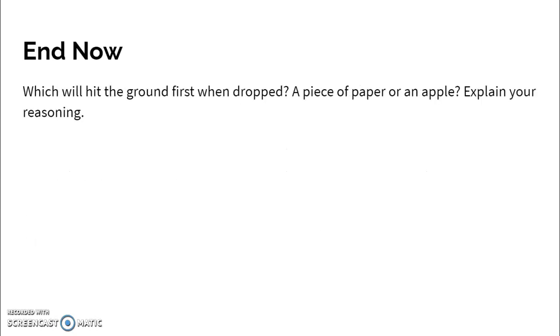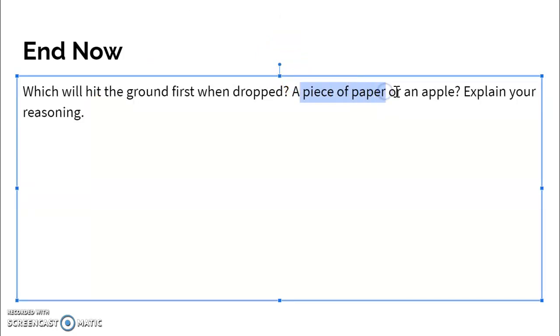All right. Okay, so finally, oh, here I have a different question. That should not say paper, but anyway, now you should be able to answer the question we started off with, which will hit the ground first. I think I said a bowling ball or an apple, so please replace this here with a bowling ball or an apple and explain your reasoning.